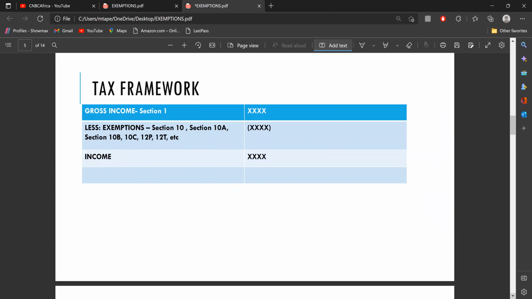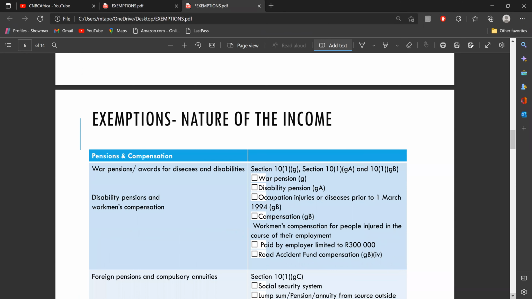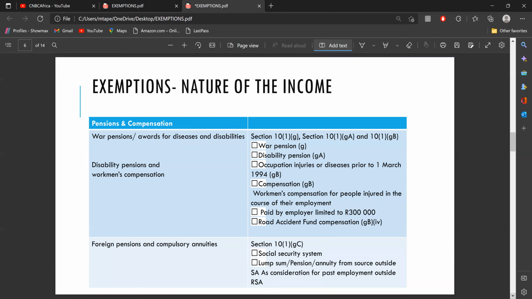So this is where the exemptions are in the framework. We've got gross income less exemptions, then that's how you get your income. I am going to be focusing mostly on exemptions due to the nature of the income. And just a little disclaimer, this is a summary, guys. In a summary, it's impossible to cover every single little thing in detail, but I have tried to include as much as possible.